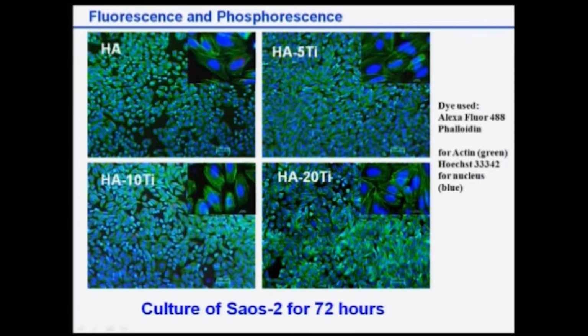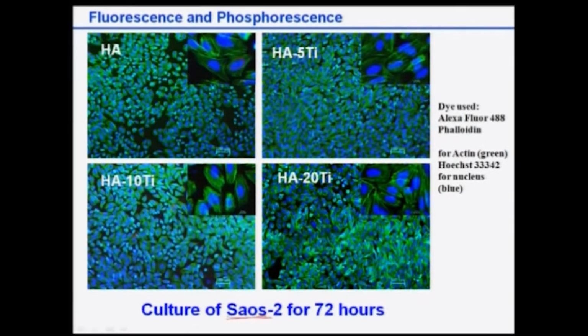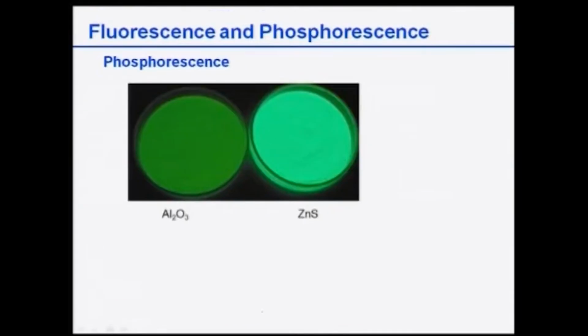There are many such dyes which can be used to tag different parts of the cell and then study their behavior when exposed to certain kinds of external stimuli. Sorry, these are all sarcoma cells, SaOS-2, cultured for 72 hours. They are not human osteoblasts, they are all sarcoma cells. Okay, so this is how this can be done.